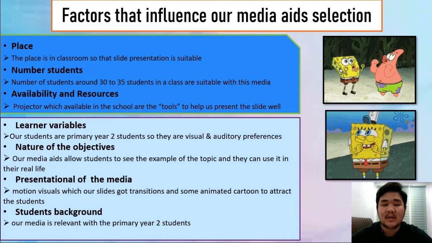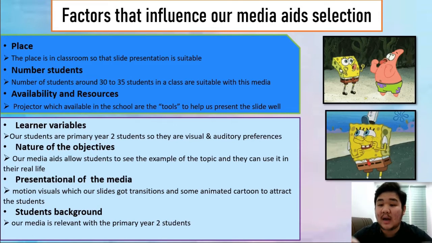The next one is the learner variables. Our students are primary year 2 students, so they have visual and auditory preferences. There will be some animated cartoons, for example on the slide that I present right now. These visual things can attract them to focus in the class.